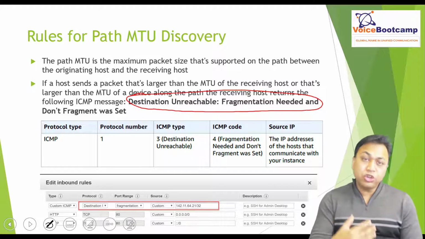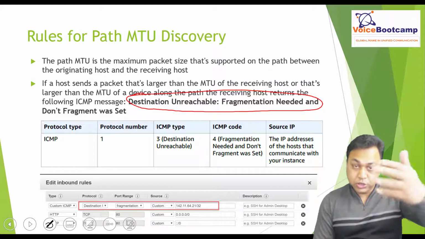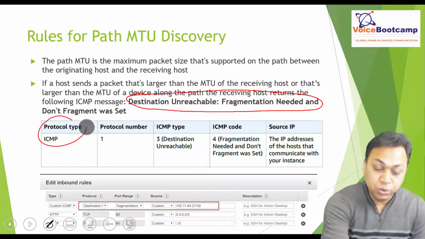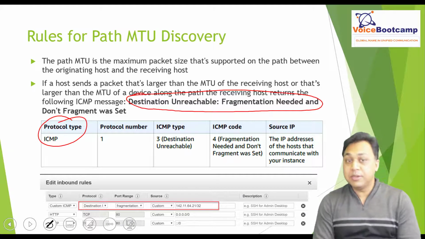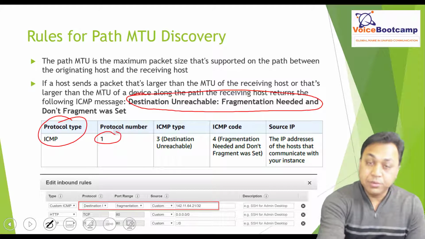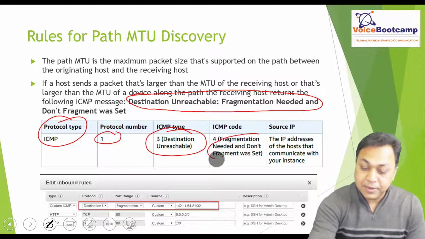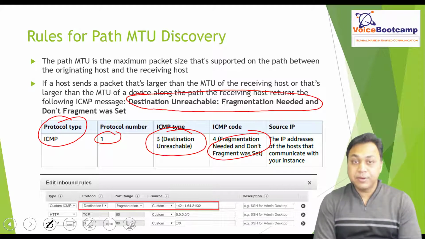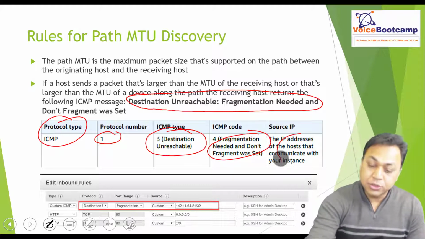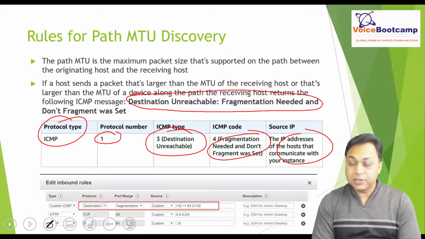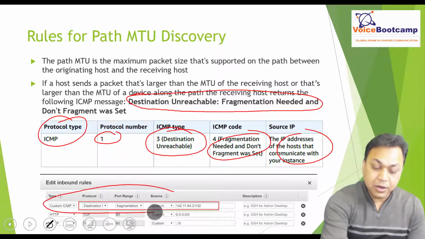So in order to allow that to return back to you, we need to create a rule that allows the ICMP protocol. Protocol number will be 1, type will be destination unreachable, fragmentation needed and do not fragment set must be checked, as well as the source IP address that we would like to allow. And this is an example of how it is done.